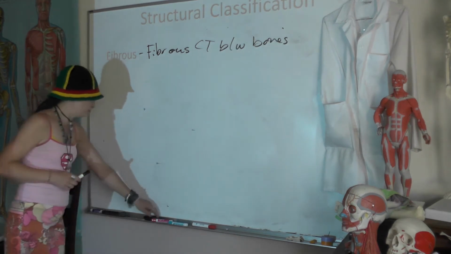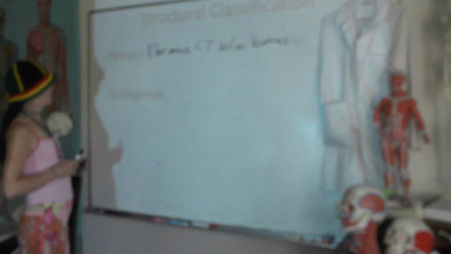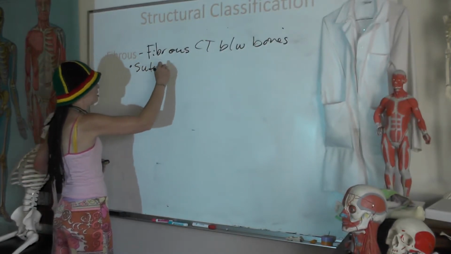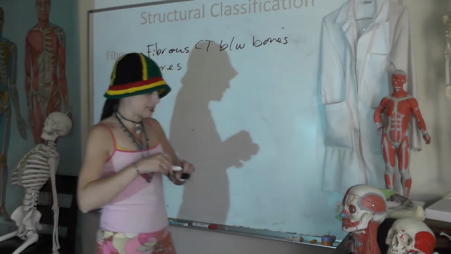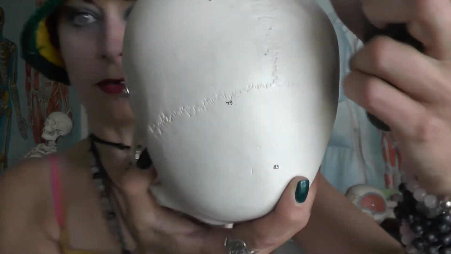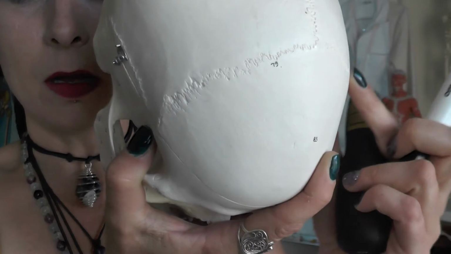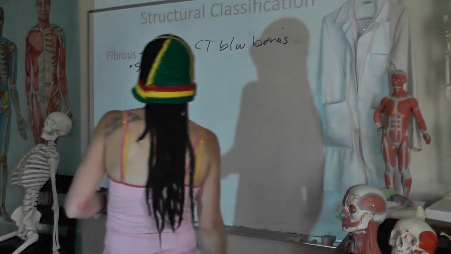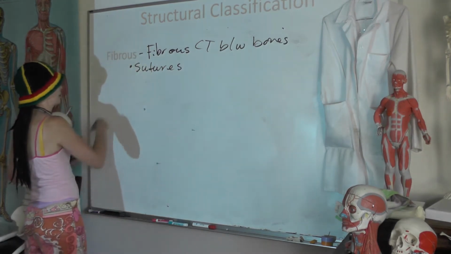Okay, so what are some examples of this? We've got 3 examples. The sutures that you find in your skull, we already talked about last class. We said that these sutures were these joints that you find between the bones of the skull. Those are fibrous joints, okay? So, sutures, the first type.